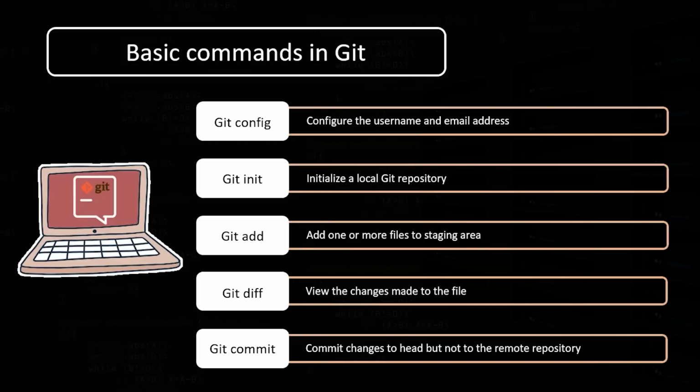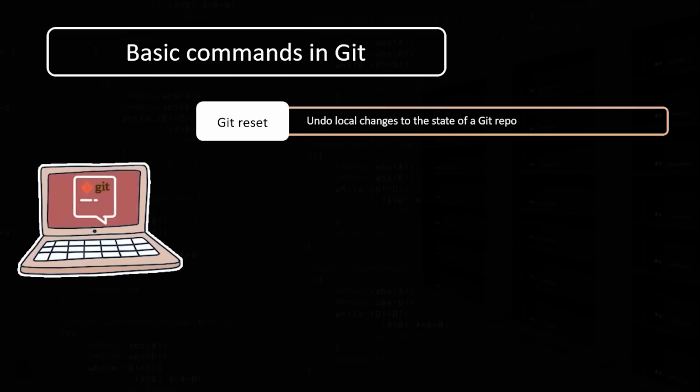Git commit is primarily used for permanently preserving the changes into your local repository. So these were some of the commands there. Now there are some further commands also. Let's discuss them. The next command is git reset.